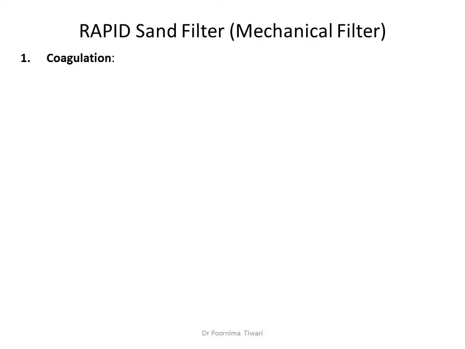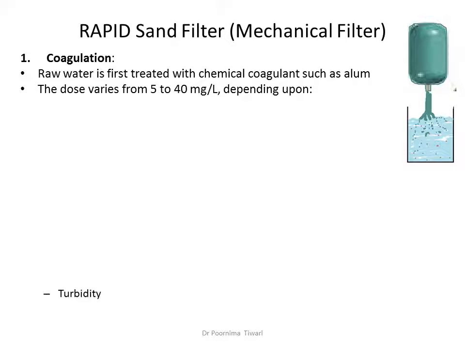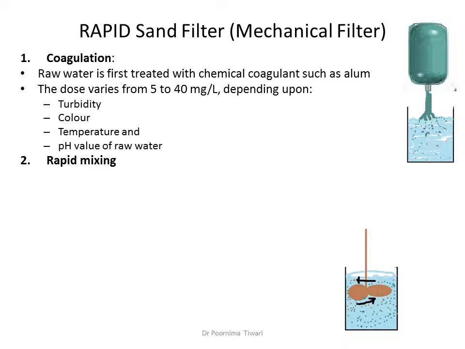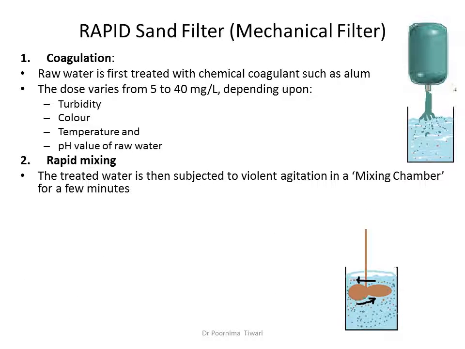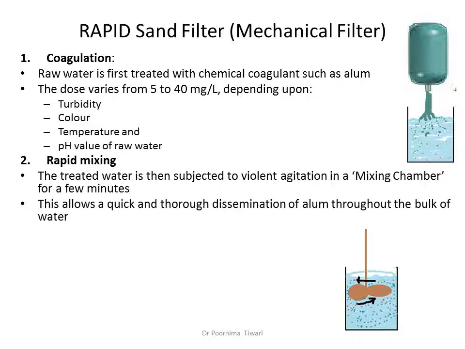Coagulation. Raw water is first treated with a chemical coagulant such as alum. The dose of the alum varies depending upon the turbidity, color, temperature and pH of the raw water. The second step after addition of coagulant is rapid mixing to ensure thorough mixing of alum and water. The treated water is subjected to violent agitation in a mixing chamber for a few minutes. This allows a quick and thorough dissemination of alum throughout the bulk of water. This thorough mixing is very necessary.